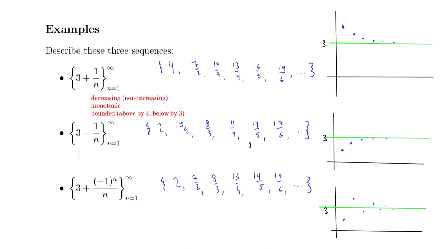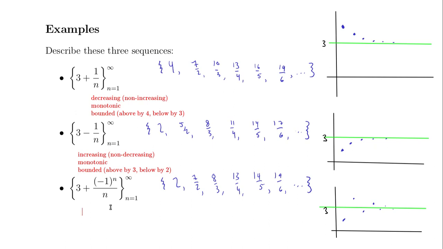With the second one, we can say it is increasing. Or if you want, you could say it's non-decreasing. Same kind of thing. It's only doing that, so it's monotonic. It is also bounded. We could say above by 3, below by 2. So our biggest terms are always going to be less than or equal to 3. Notice that we'll never actually get to 3, but they'll always be less than or equal to 3. And then our smallest terms are greater than or equal to 2. But most of the time, we really just care about the one bound.